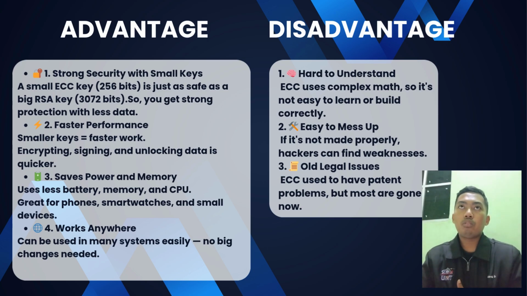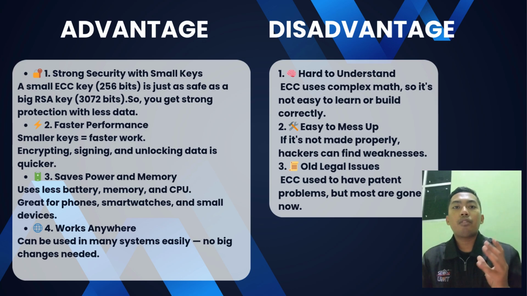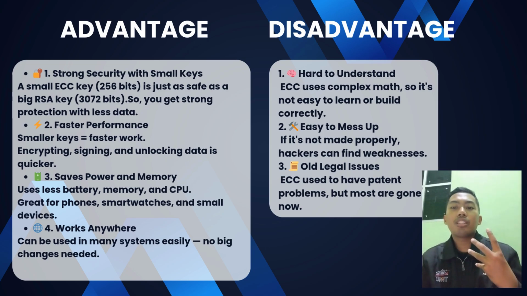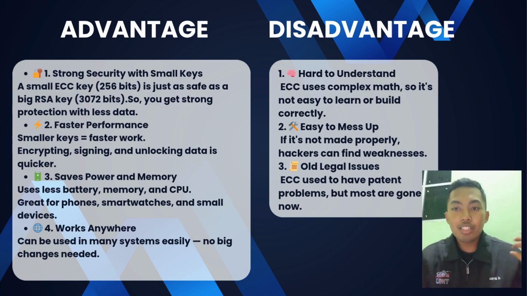After that, I want to explain about the advantages and the disadvantages of ECC, which is elliptic curve cryptography. First, ECC provides strong security with a small key, so you will get strong protection with less data. After that, it's very fast. So the process of encrypting, signing, and unlocking data is very fast.